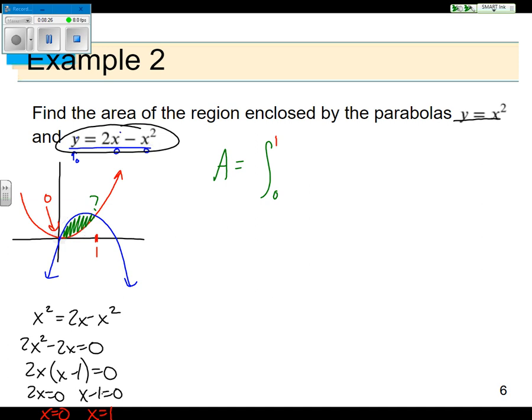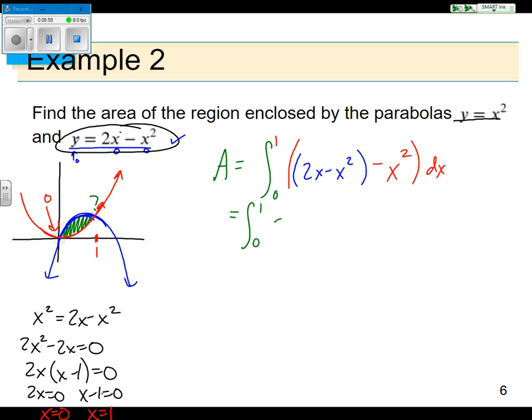Then I just want to make sure I'm doing top minus bottom. Look at what's on top. The blue line right here is on top. Remember, the blue line was this upside down parabola. So it's going to be the 2x minus x squared, minus my regular parabola, my parent parabola that is sitting at the origin, which is this y equals x squared. So I got a little bit of cleanup to do on this. I'm going to go from 0 to 1.